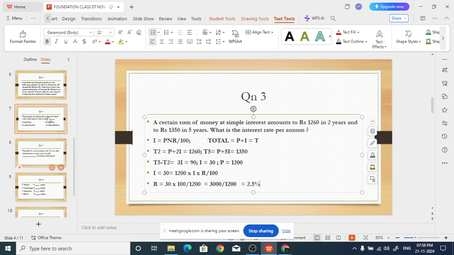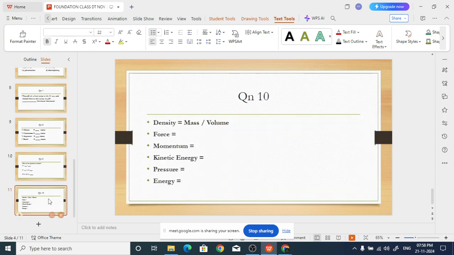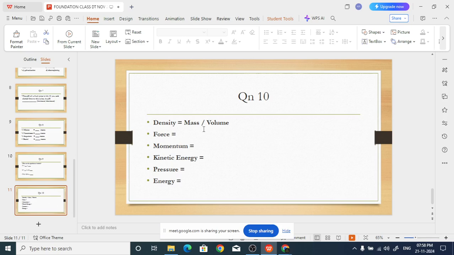Question 4 I will skip for the moment. Question 6, I will straight away go to question 10 and I will come from the reverse. Now, question 10, density is equal to mass by volume. Is it correct? This is physics. Density is equal to mass by volume. Is it correct or not? Yes, sir. So, like that, what is force? What is momentum? What is kinetic energy?